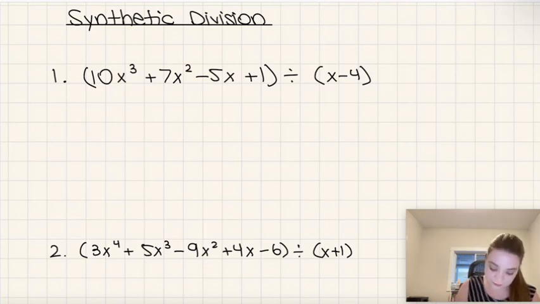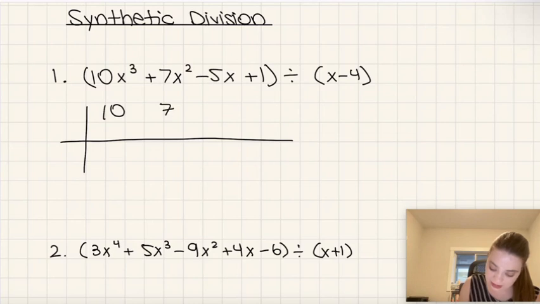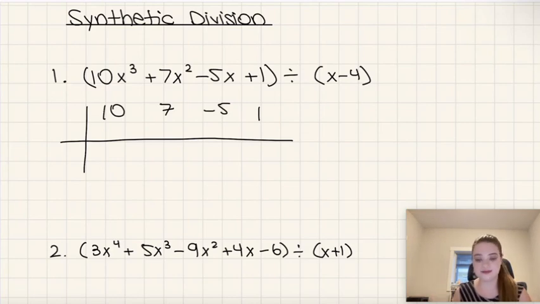Okay, so what I'm first going to do, I'm going to draw this kind of box like that. And then in the top, I'm going to write all the coefficients in order. So I'm going to write 10, 7, -5, and 1, right? So all the coefficients, and also the constant comes very last. Now keep in mind that if there is a term missing, a certain degree term missing, we wouldn't just skip that, we write a 0 in that spot, right?